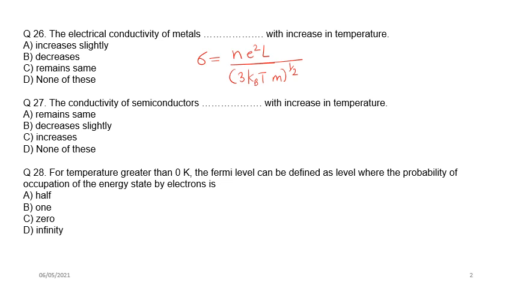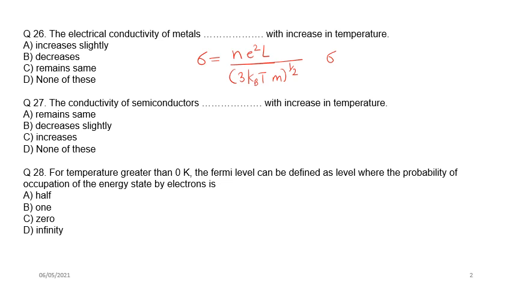Here sigma is the electrical conductivity, N is the number of electrons per unit volume, e is the charge of the electron, L is the length traveled by the electron, k beta is the Boltzmann constant, T is the temperature in Kelvin, and m is the mass of the electrons which are traveling in the conductor.